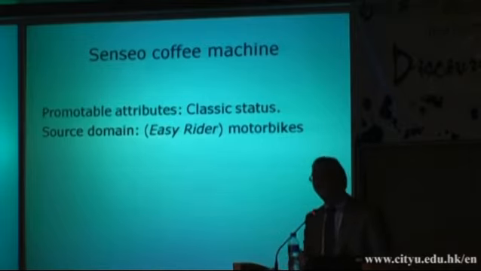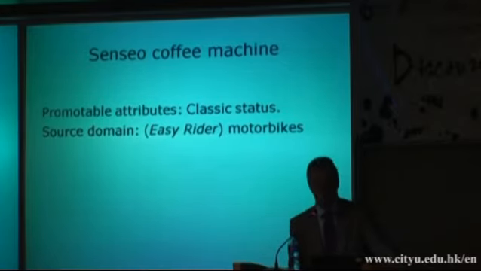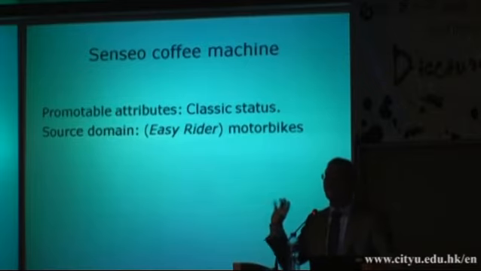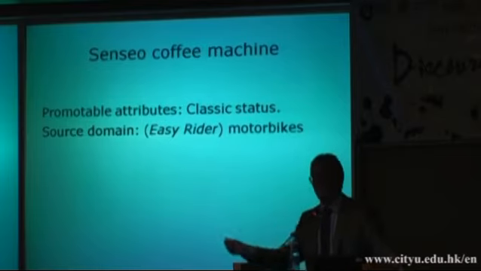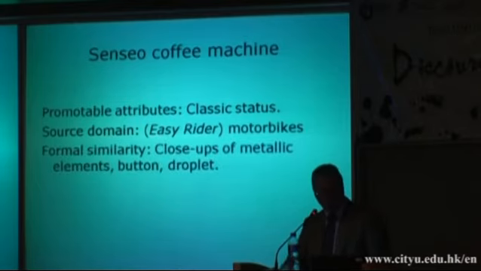But it's not just your average motorbike, it is the motorbikes that we all, at least some of us who are old enough or are cultish enough to know about the Easy Rider film where Fonda and Hopper rode these bicycles. So all the connotations that adhere to that song and that film, that cult film, are potentially mapped onto the coffee machine. What's the formal similarity?